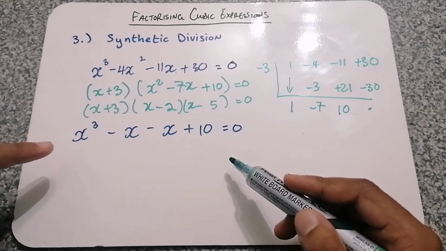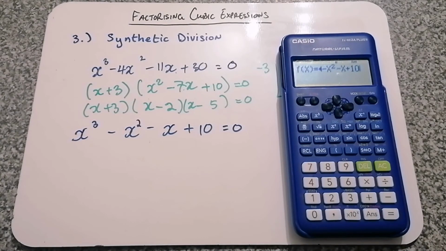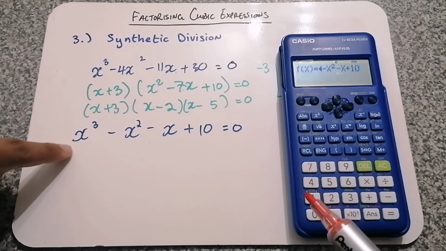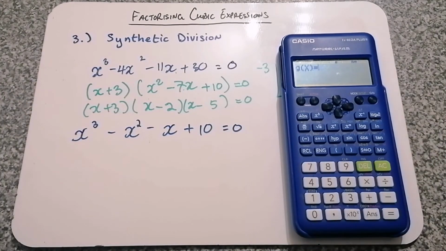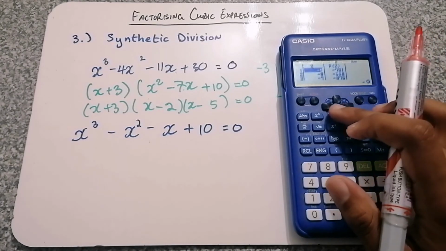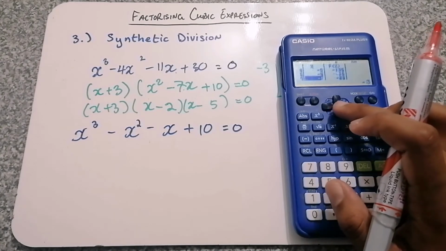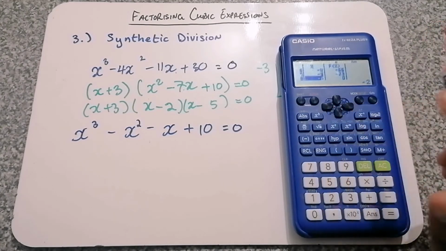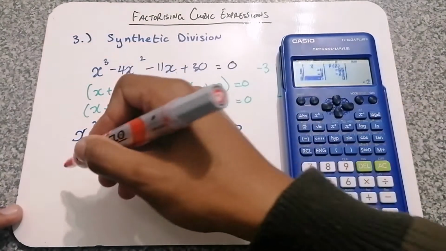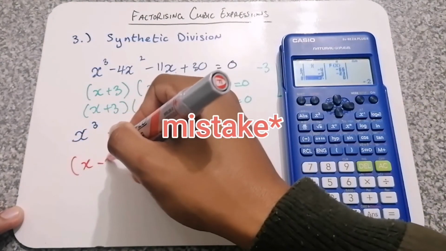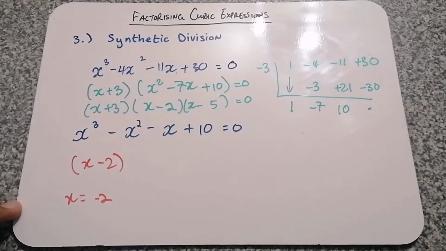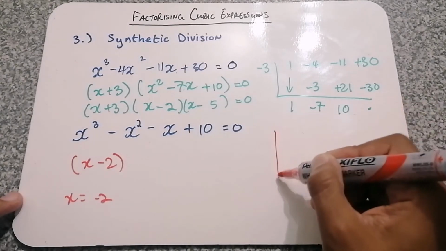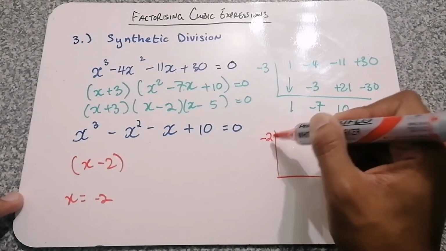Let's have a look at this one. We'll start off by punching the equation into our calculator. So it's x cubed minus x squared minus x plus 10 equal to 0. Follow the same steps, and we get our table. Look for all the x-intercepts that you can find, and the only one that I can find is -2, which means we have a factor of x minus 2. Now I'm going to apply the synthetic division method. So -2 goes over here.